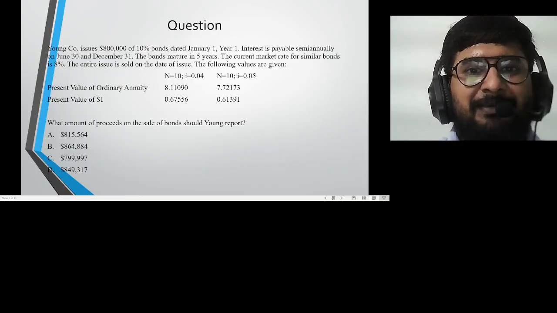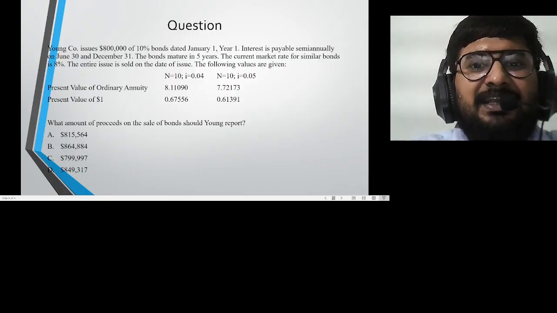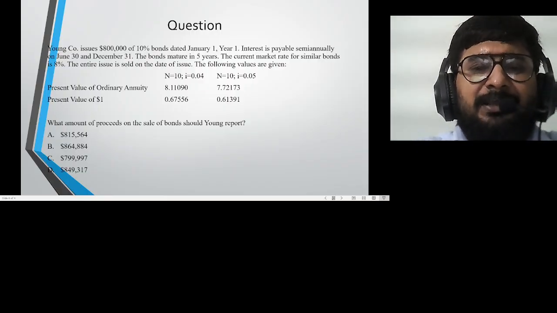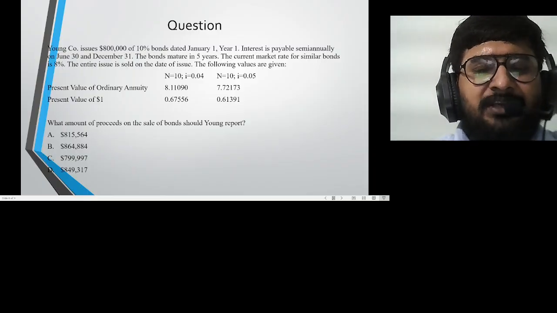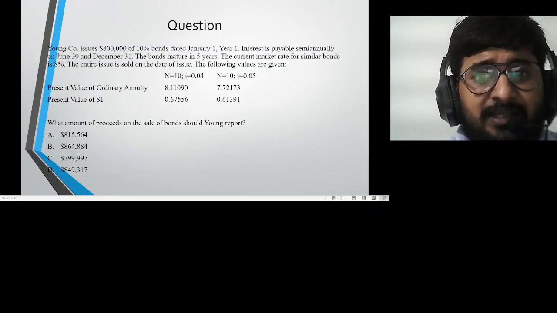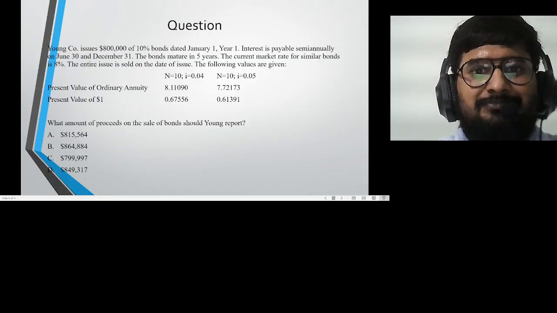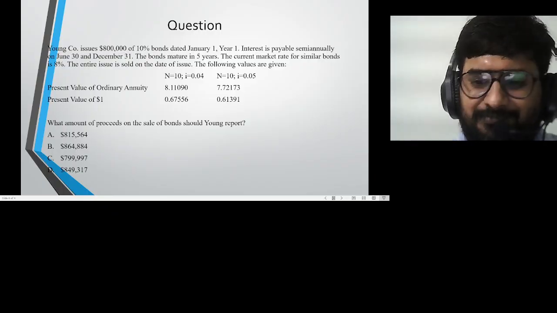So always remember, whenever payment is made semi-annually, just divide the market rate of return by 2 and multiply the number of years with 2, and then look for the relevant period. If it is quarterly, divide the market rate of return by 4 and multiply the number of years with 4.